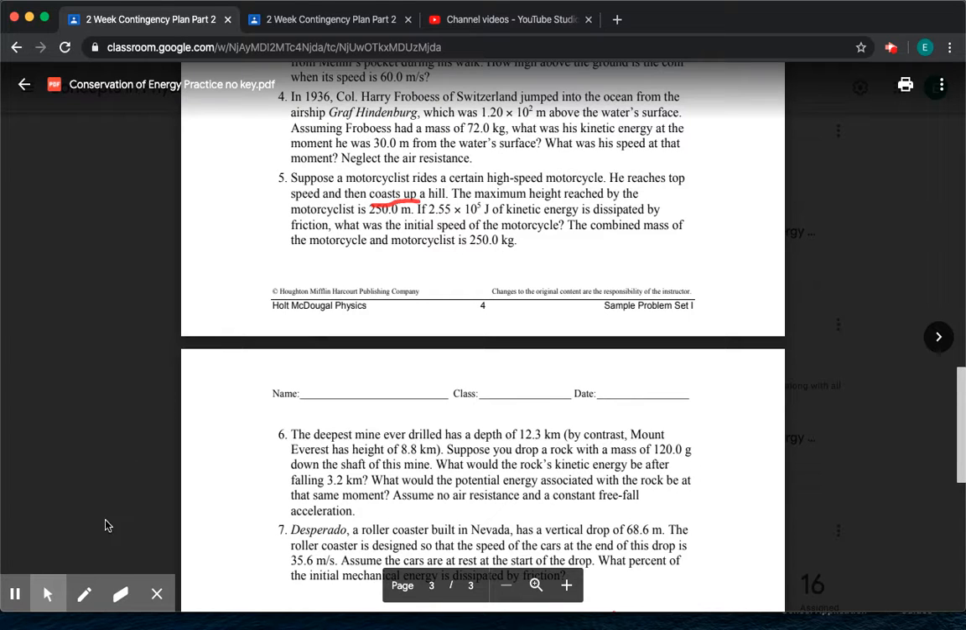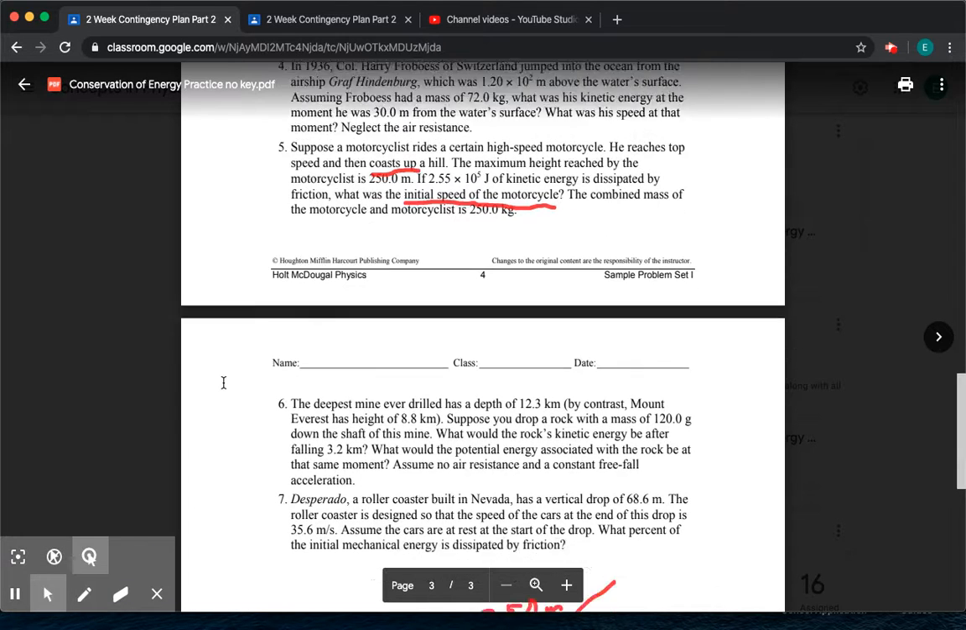What we are looking for at the end of the day is, what was that top speed? We're looking for the initial speed of the motorcycle. But in order for us to do that, we need to know how much energy is in the system. We need to find the mechanical energy. That's what we need to find.